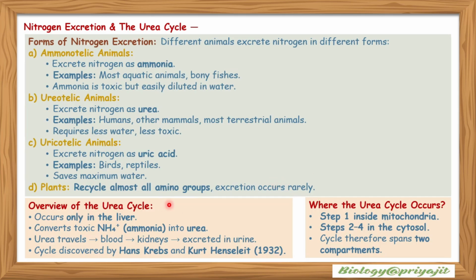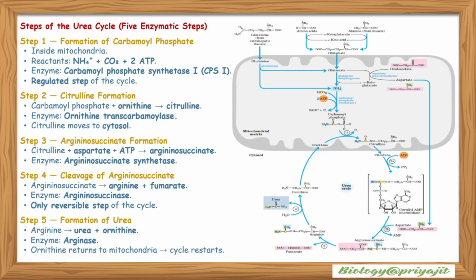So what is the overview of the urea cycle? It occurs only in the liver. It converts toxic ammonia into urea. Urea travels through the blood, moves into the kidneys, and is then excreted in urine. The cycle was discovered by Hans Krebs and Krebs-Henseleit in 1932. Step 1 occurs inside mitochondria and steps 2 to 4 occur in the cytosol, so the cycle spans two different compartments, cytosol and mitochondria.